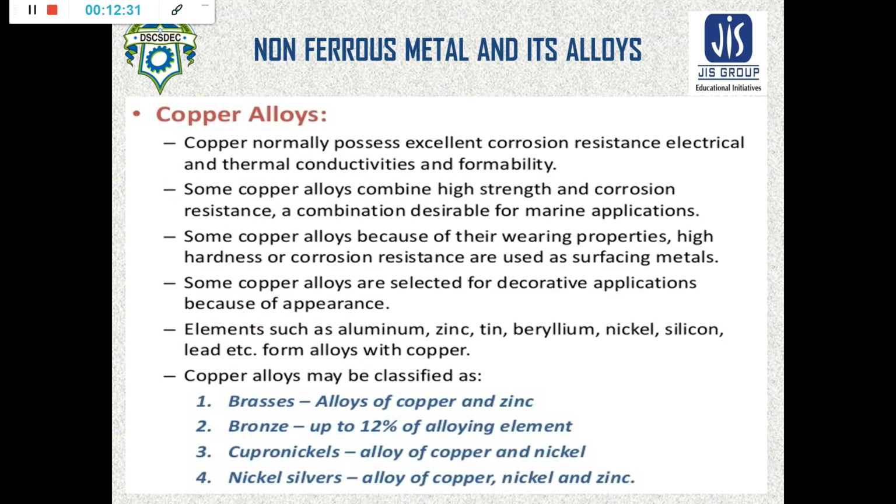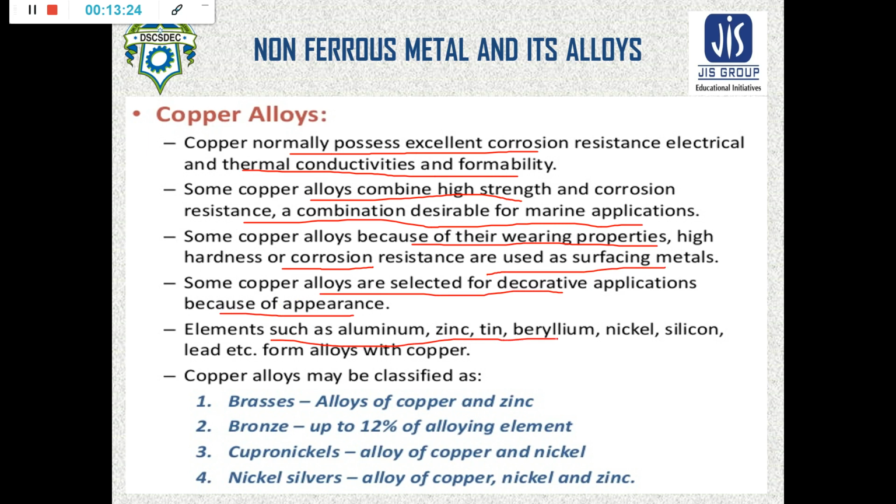Now copper alloys. What are the alloys of copper and the properties of them? In the last slide we saw that copper normally possesses excellent corrosion resistance, electrical and thermal conductivities and formability. Some copper alloys combine high strength and corrosion resistance, which is a desirable condition for marine application. Some alloys can have high hardness or corrosion resistance, which is used in surfacing metals. Some alloys are selected for decorative application only because of their appearance. Elements such as aluminium, zinc, tin, beryllium, nickel, silicon, lead form alloys with copper.